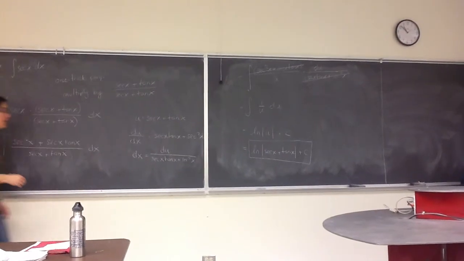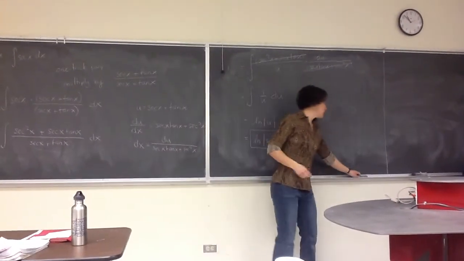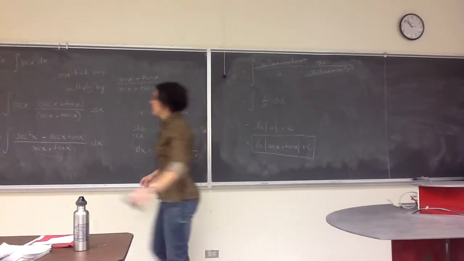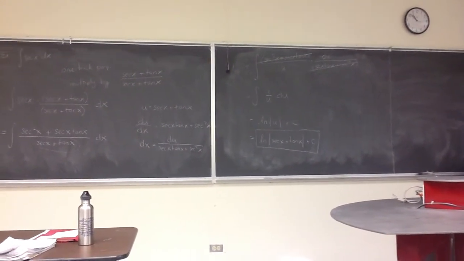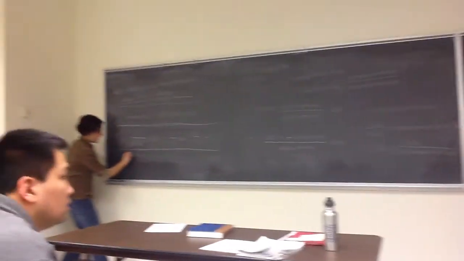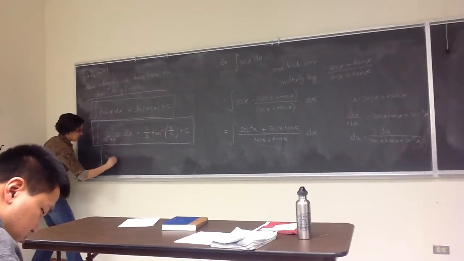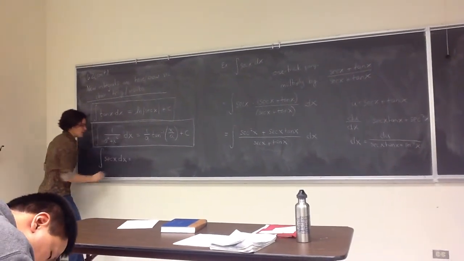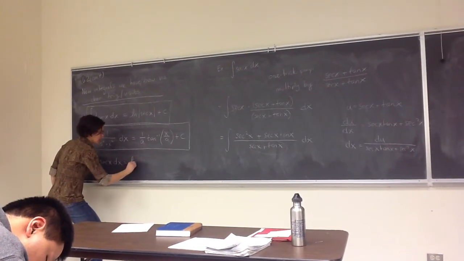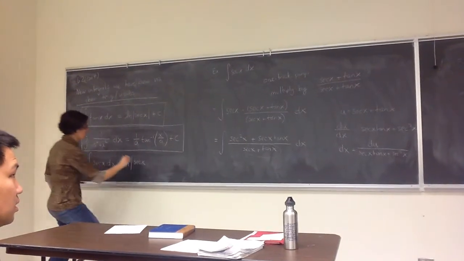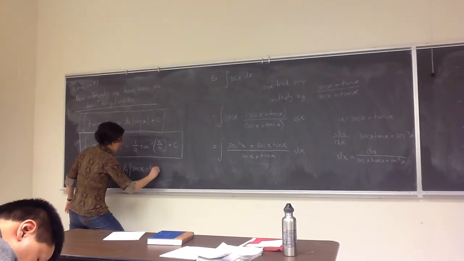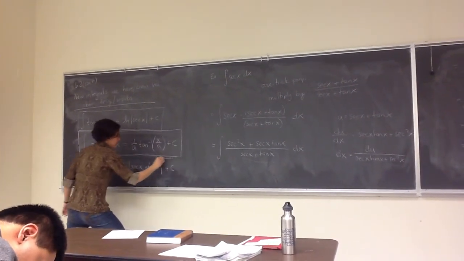So our final integral in our list here of known antiderivatives that you want to add to your list and be comfortable with is that the antiderivative of secant x dx is equal to the natural log of the absolute value of secant x plus tangent x plus c.